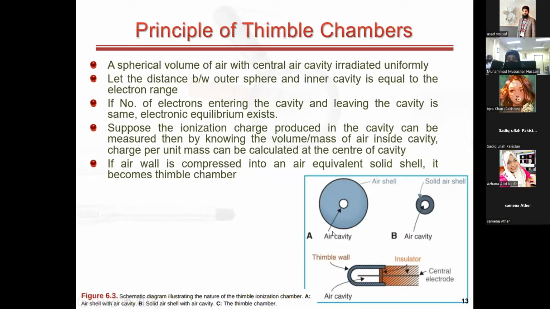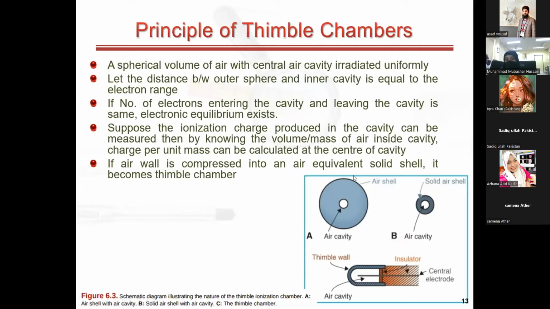Suppose we have a sphere of air that has a central cavity, again an air cavity, and suppose the distance between this outer sphere and the inner cavity wall is equal to the electron range. Which electrons? The electrons that are produced by the incoming beam that needs to be measured. If the number of electrons entering this cavity is equal to the number of electrons leaving the cavity, then electronic equilibrium exists in this air cavity. That is the basic principle of cavity theory.